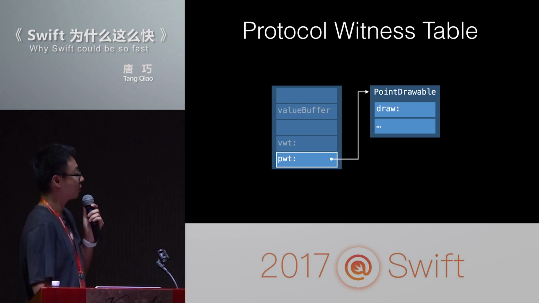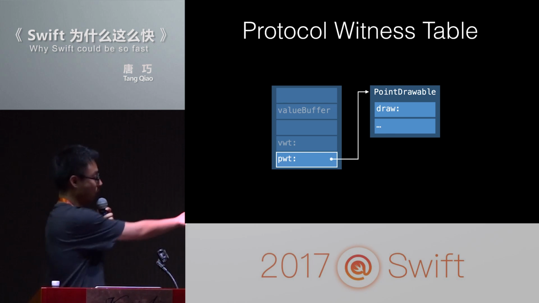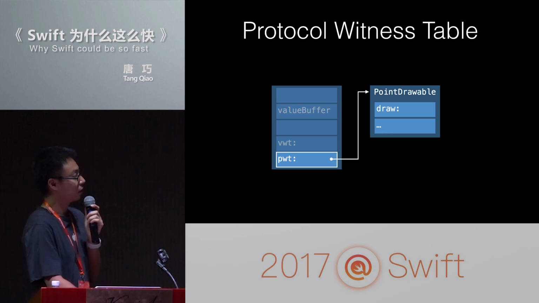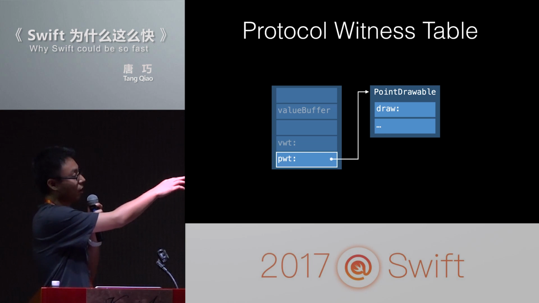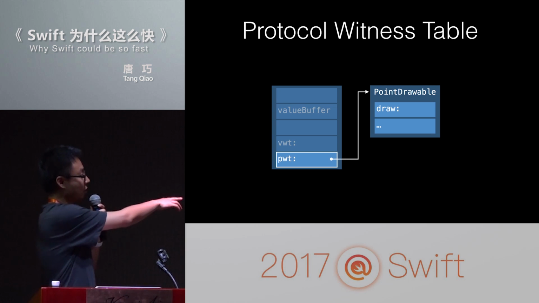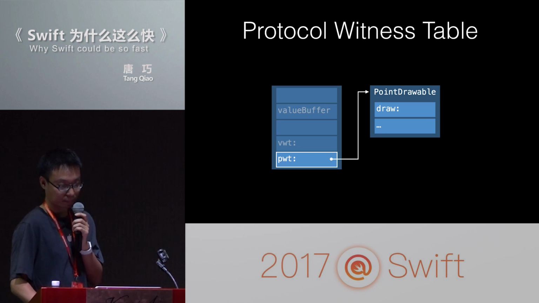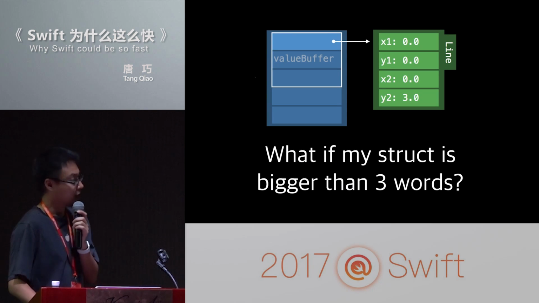And the first word is the protocol witness table. It will point at the protocol method addresses. In the example, we have a draw function, so we can use this table to find the function entry point. So this solution has an obvious problem.